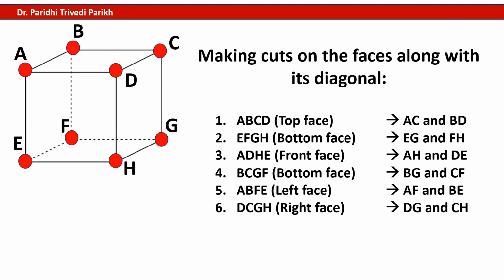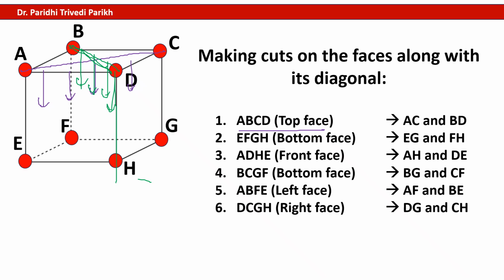Now making cuts on the faces along the diagonal will be very interesting. Let's take the top face ABCD. I can put my knife here and cut through AC, so the entire cube shall be cut downwards along this edge. Or I can take BD and cut the entire cube through BD. The knife starts from here and comes down till here.